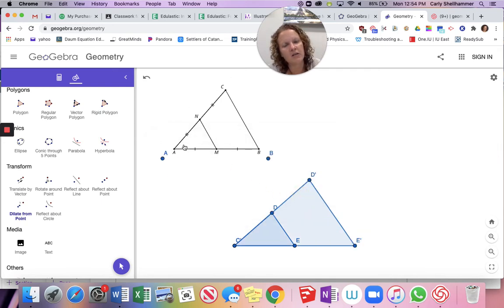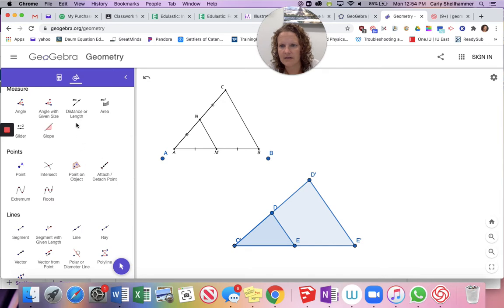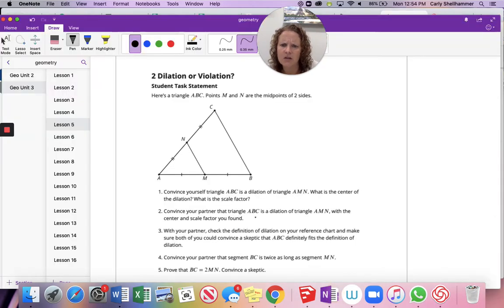Now, if I look at the original one, I see that AN is congruent to NC. So I'd like to see if that's true. Let's go ahead and measure it. I'm going to measure CD and DD prime. They're the same. CE and EE prime. And they're the same. So that is a dilation, a factor of 2. All right, I'm going to go back to the notes. So here it's a scale factor of 2. I can write that down. Center of dilation was A, and the scale factor was 2.